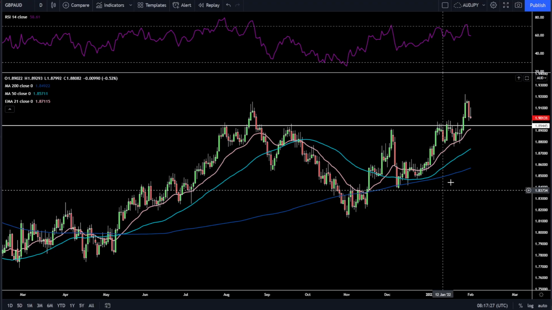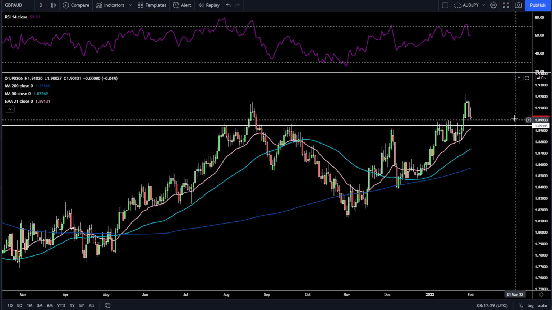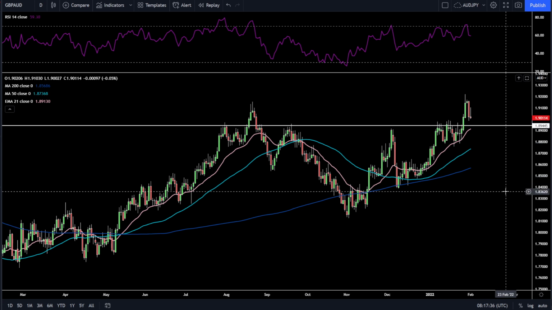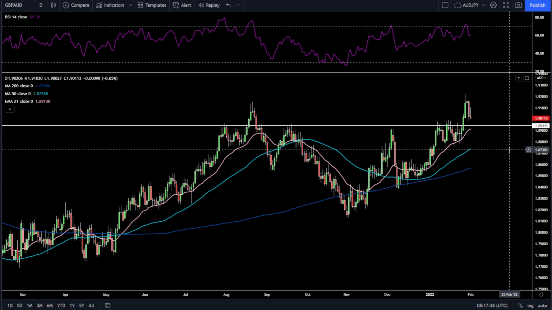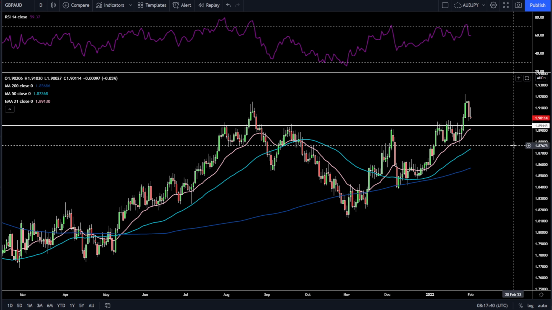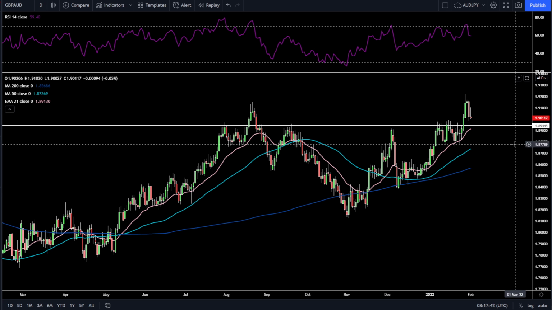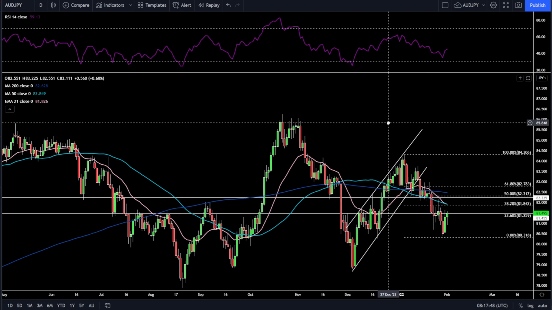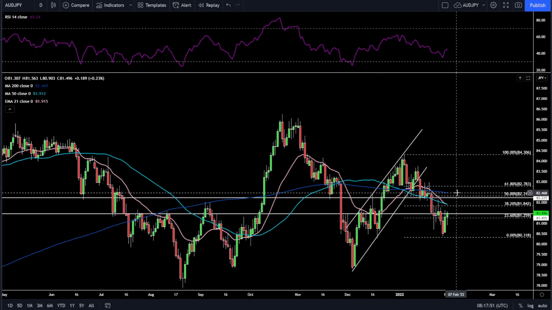Another interesting chart to put on the radar, GBP AUD, we got that 1.9 level right here, which price is trying to get towards. And if it can break through that on GBP AUD, I'd say the next major level of support would be around 188.